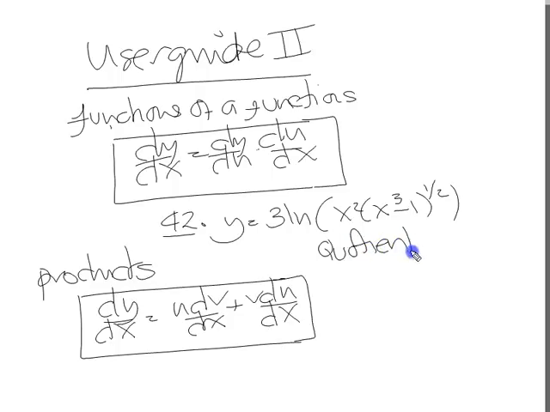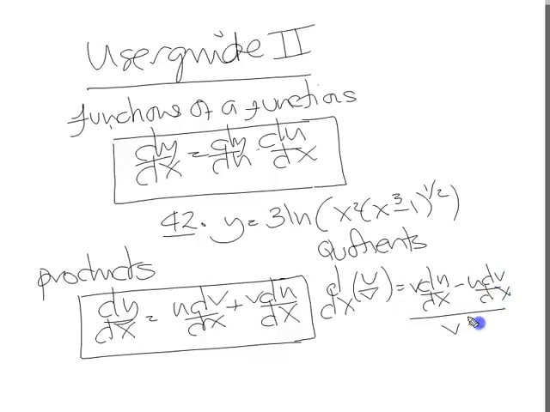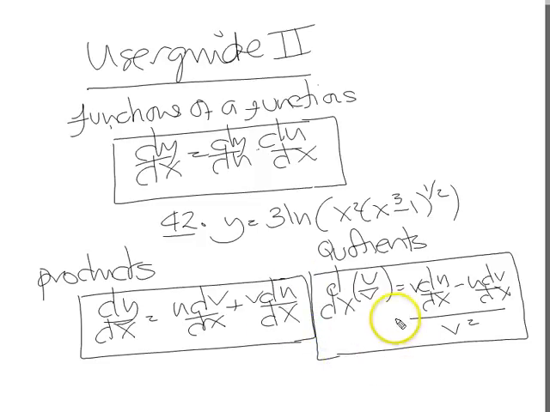We finish this little app today on quotients. If you had a quotient like u over v, the derivative would be v du/dx minus u dv/dx, all over v squared. Sorry about being a bit scruffy, but that's the formula for the quotient. And we'll do plenty of those, until we're thoroughly happy with how to do these sorts of things.